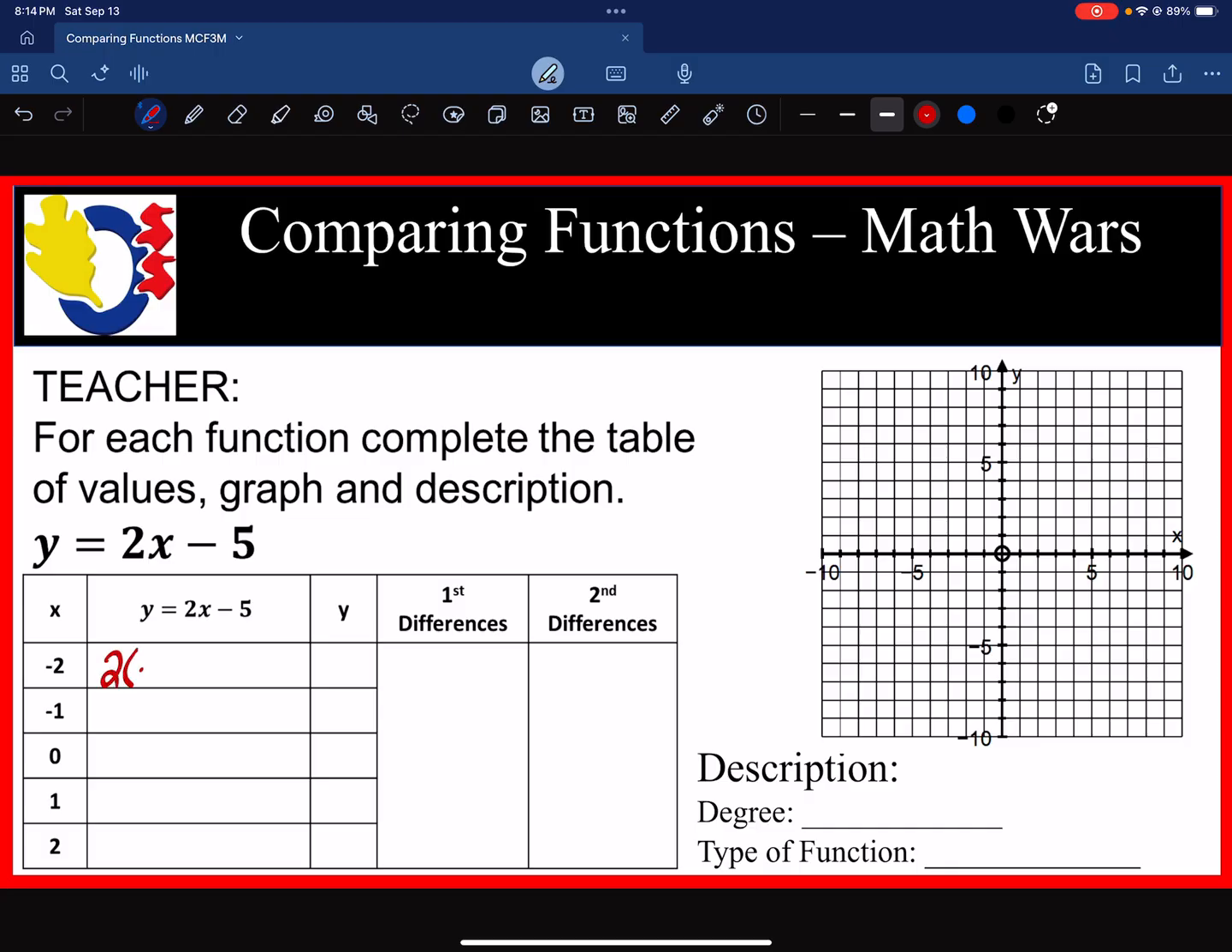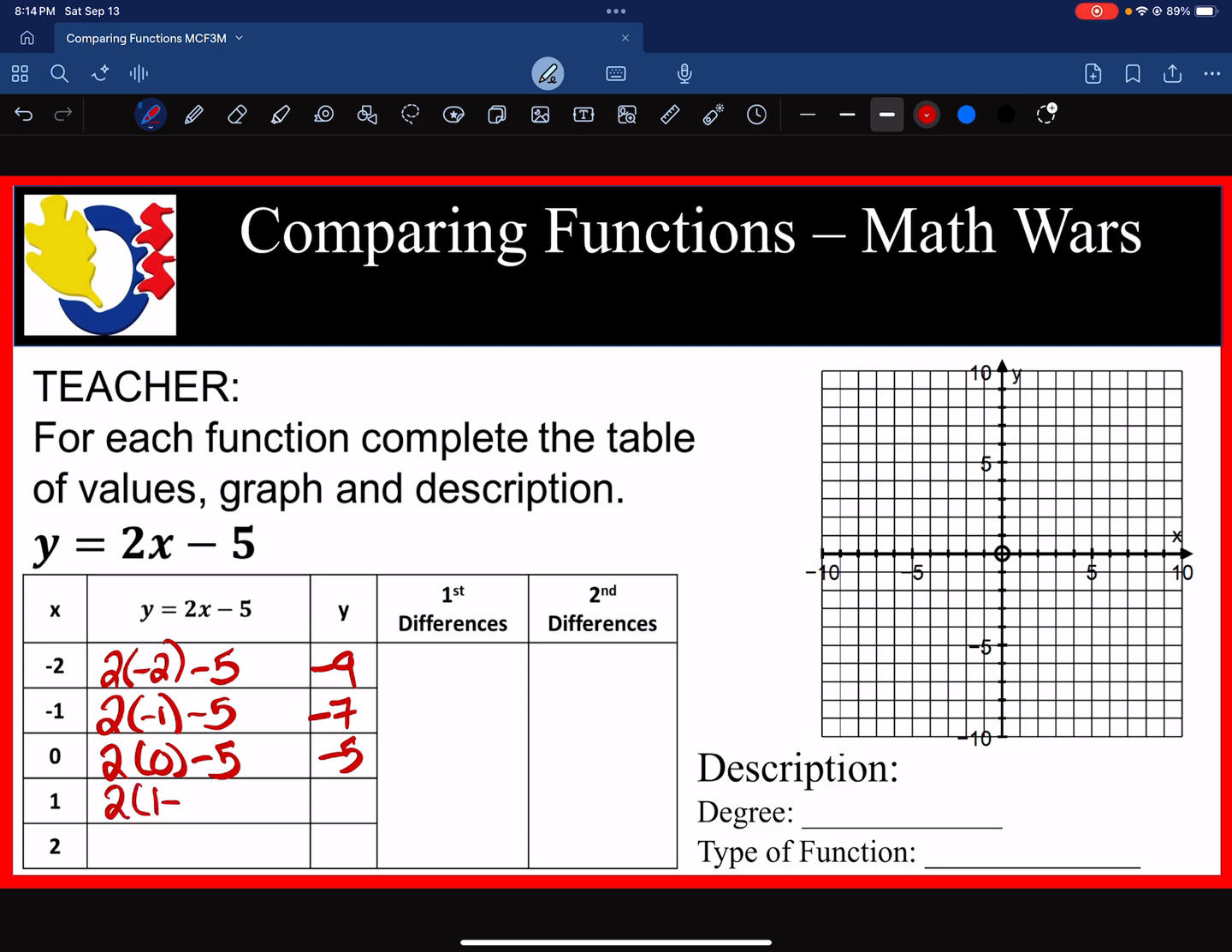So 2 times negative 2 minus 5. So that's negative 4 minus 5, which is negative 9. 2 times negative 1 minus 5 is negative 2 minus 5. So negative 7. Maybe you see a pattern developing. Let's keep going here with our substitutions. So we get negative 5.